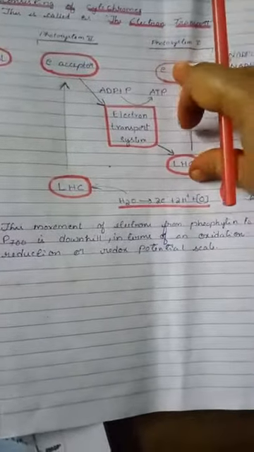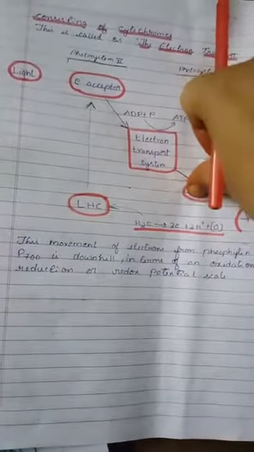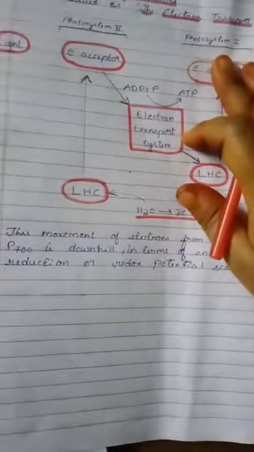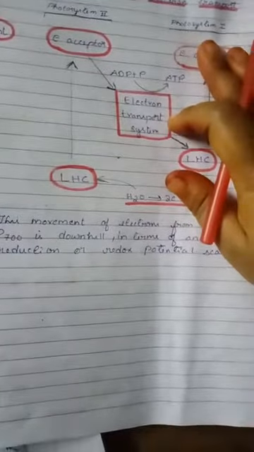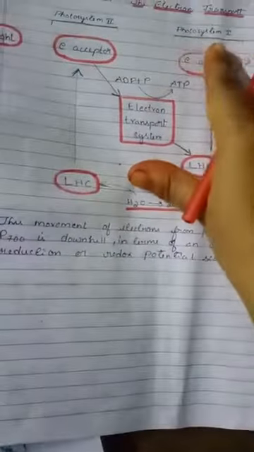Then it moves to the LHC, the light harvesting complexes, then again it will move to photosystem 1. From photosystem 2 it goes down the electron transport system, which is also called the downhill. Now again it moves up. This is called uphill, moving to photosystem 1. This is downhill and this is uphill.